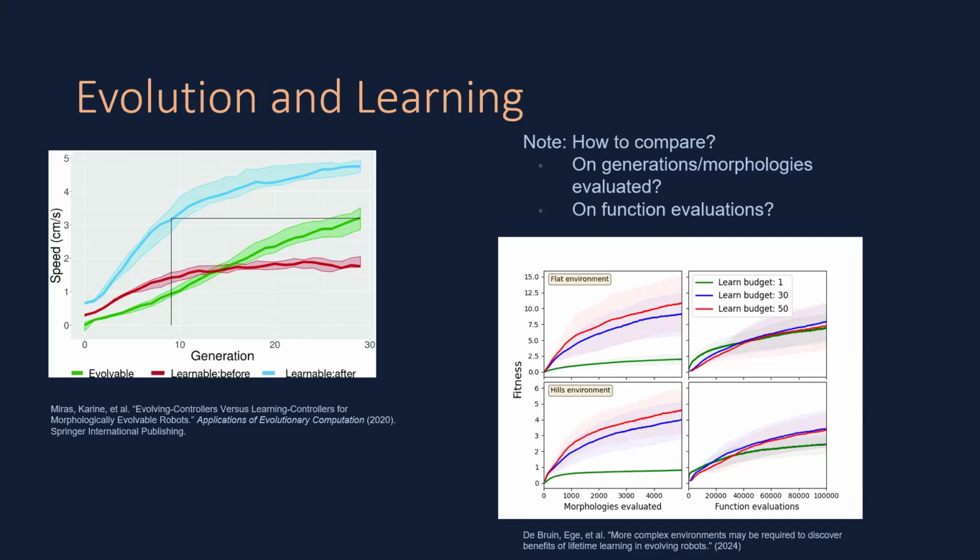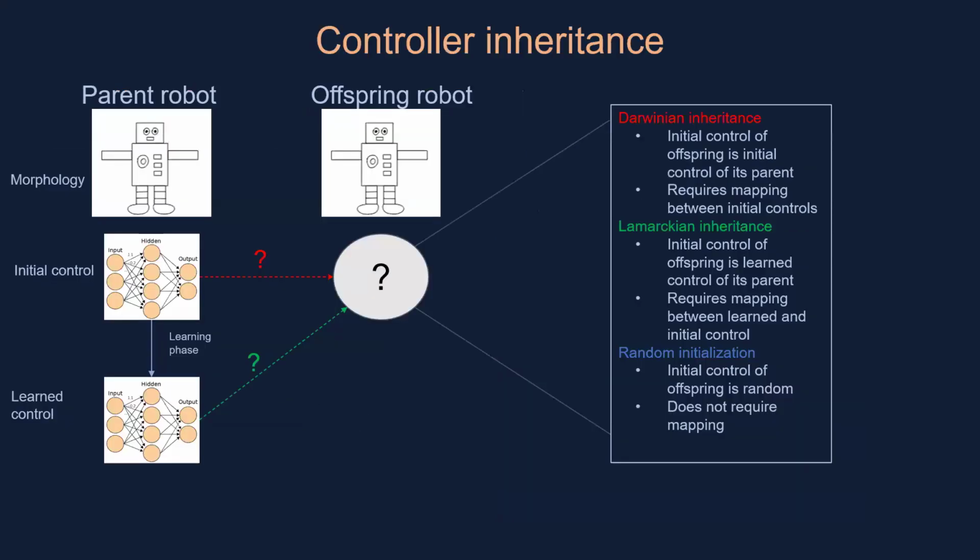So yeah, learning can improve the evolution of robots. Now, one thing that is important to note is you can use the learning just to assess the fitness of the robot, but you can also inherit the controllers, and there are multiple ways to inherit controllers. I have here 3 ways.